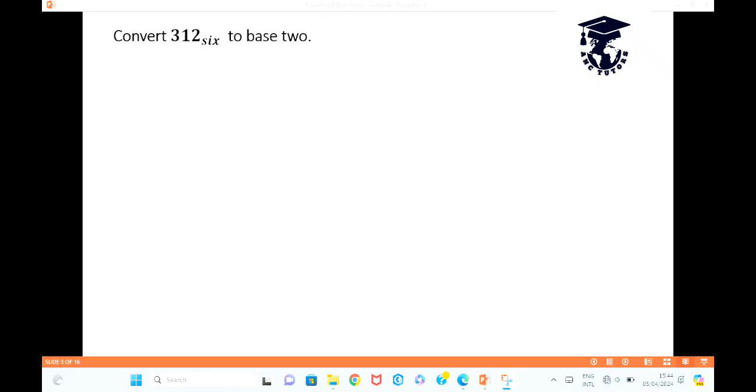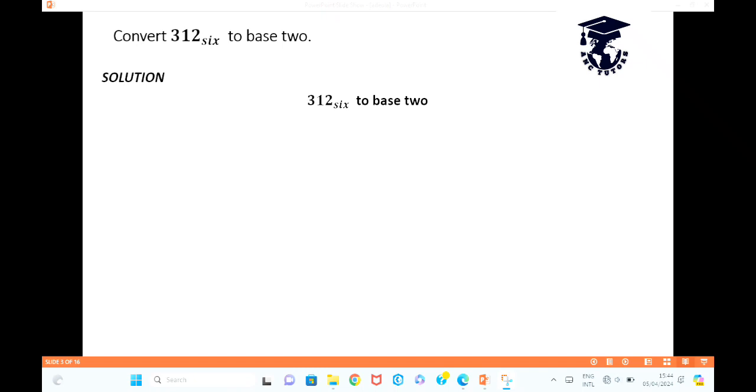Convert 312 base 6 to base 2. So we write the question for better clarity. But one thing to note is that we can see from the question that we have to convert from a base 6 to base 2.